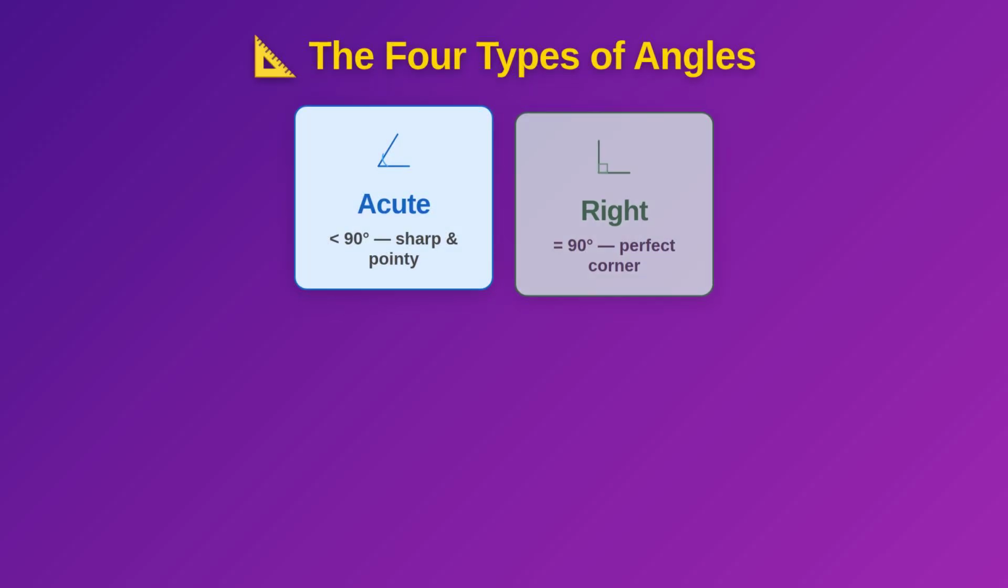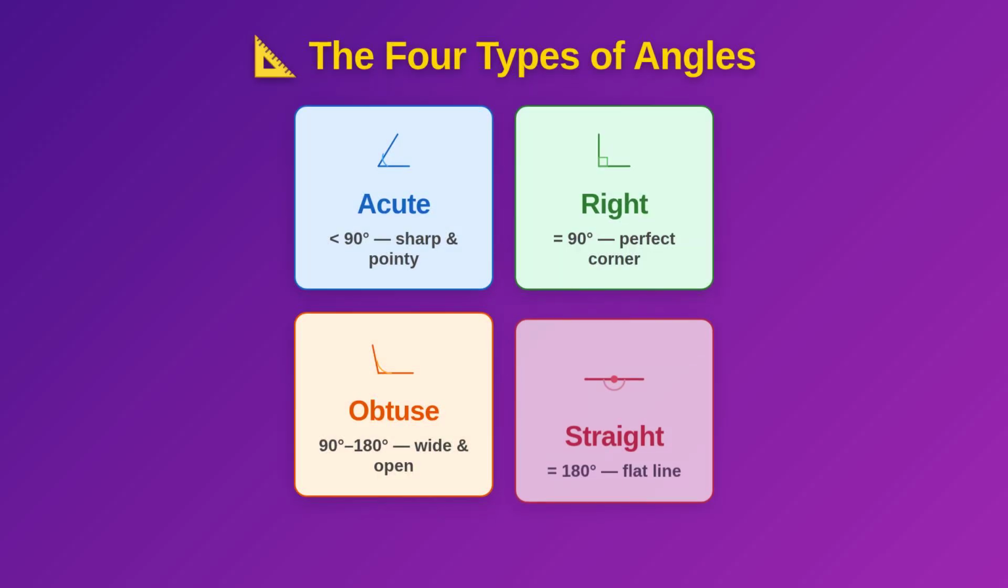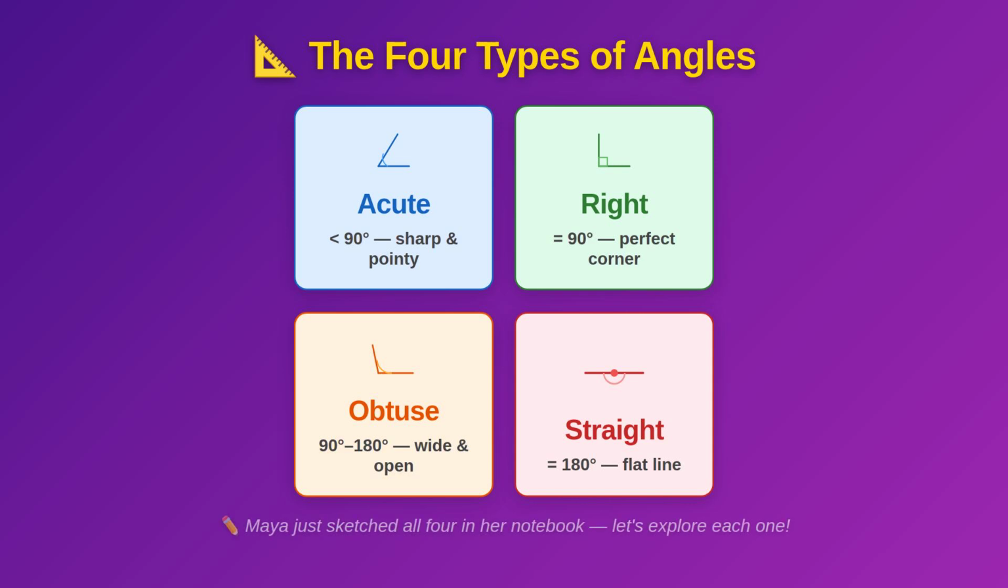Here's the big picture. There are four main types of angles Maya needs to know. Acute angles are less than 90 degrees. They're sharp and pointy like the tip of a star. Right angles are exactly 90 degrees, that perfect corner you see everywhere. Obtuse angles are bigger than 90 but less than 180 degrees, wide and open. And straight angles are exactly 180 degrees, a perfectly flat line. Maya just sketched all four in her notebook. Let's explore each one.